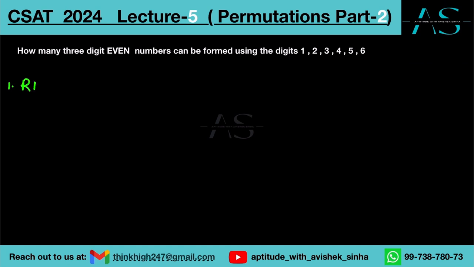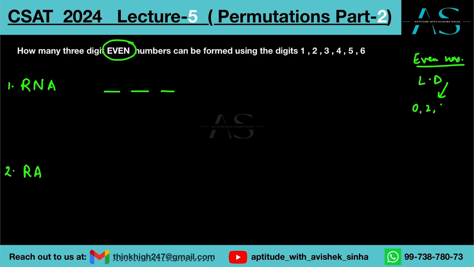Again, repetition is not allowed; repetition of digit is allowed. Okay, let's understand. 3-digit numbers, we have got 6 options, but these numbers must be even. Let's talk about even numbers quickly. Even numbers are the numbers divisible by 2. That means the last digit, LD, must be either 0, 2, 4, 6 or 8.